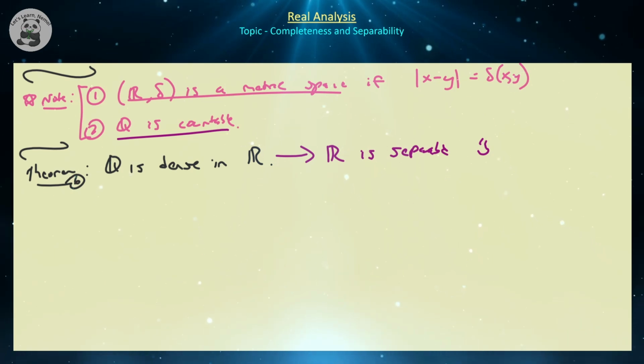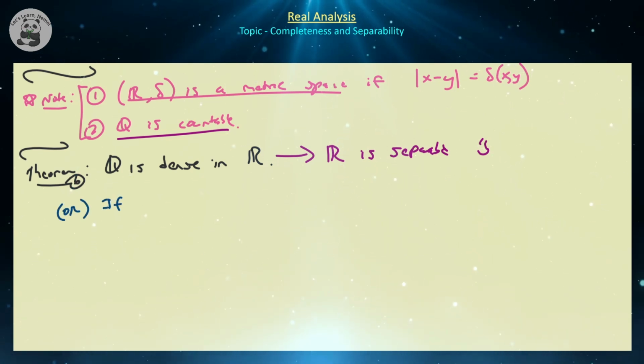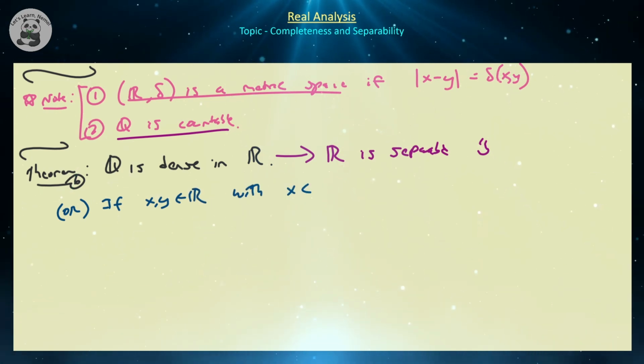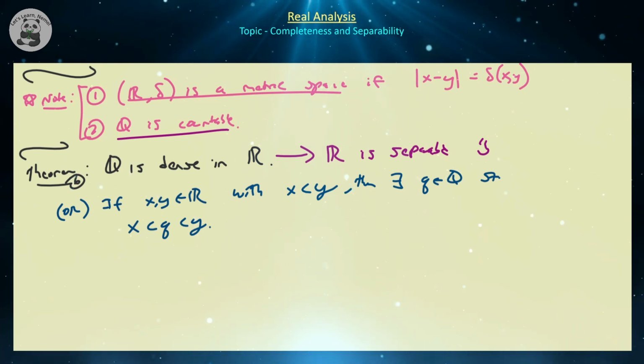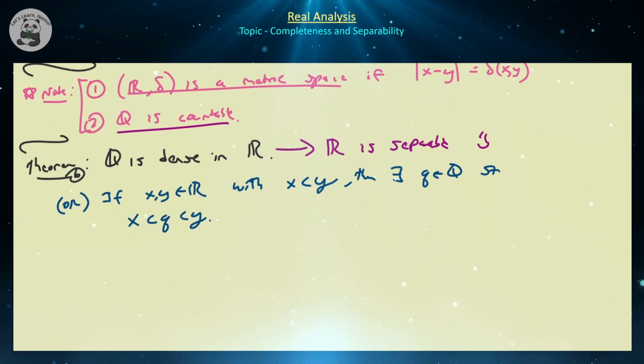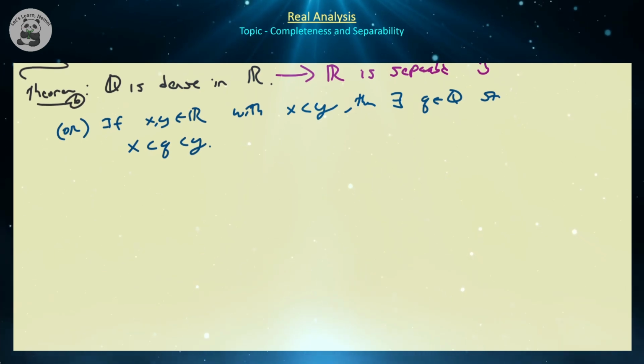Another way that we could say this is if x and y are elements of the real numbers, and let's assume without loss of generality that x is less than y, then there exists a q in the rational numbers such that q is always between x and y. So that's what we mean by dense. You choose any two unequal real numbers, there's always going to exist at least one rational number between them. Always. And that's very interesting. So let's see if we can prove it.